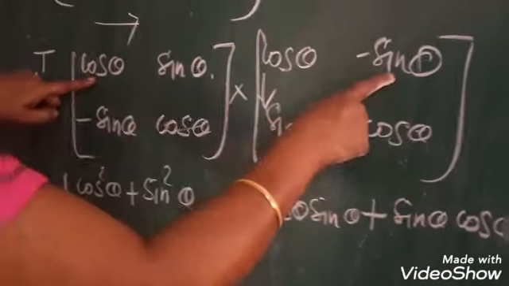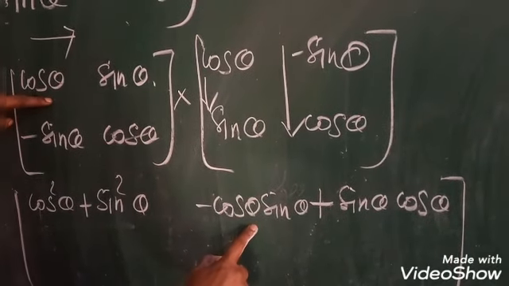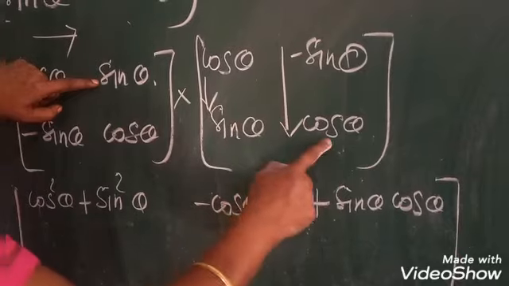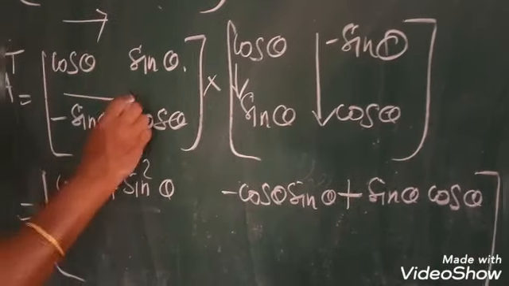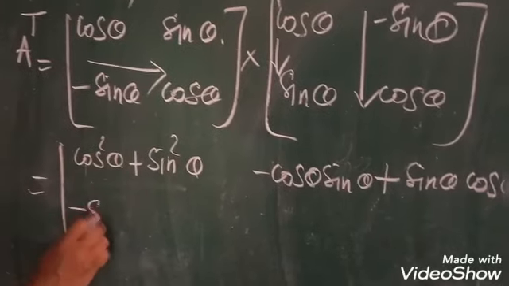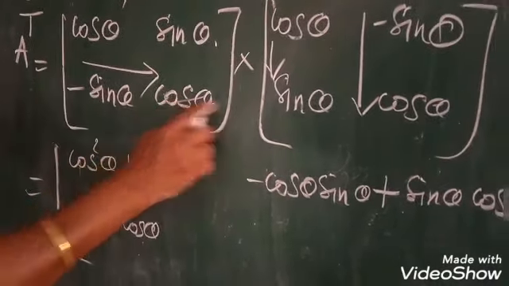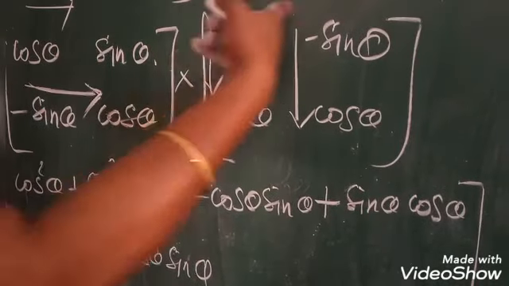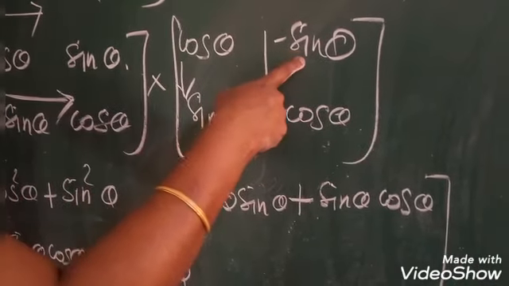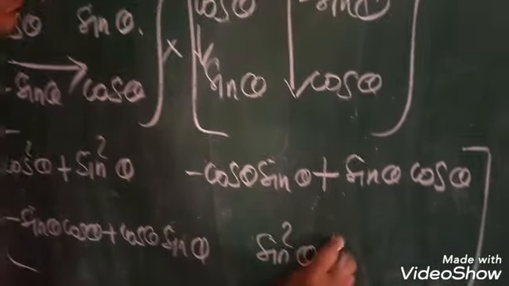Have you all understood the step? Yes, second row: cos into minus sin theta, so minus cos into sin theta, here sin theta into cos theta. The same for second row, first column: minus sin theta into cos theta, then cos theta into sin theta. Next you have to do the second row and the second column. Minus into minus plus, sin into sin, sin squared theta, then cos into cos, cos squared theta.